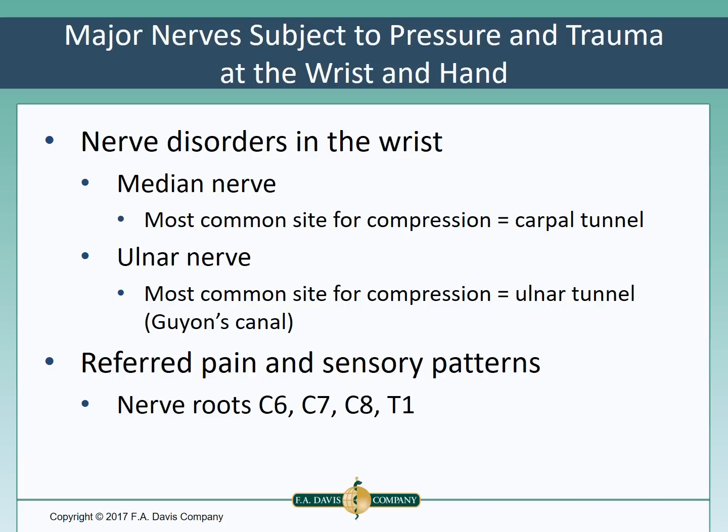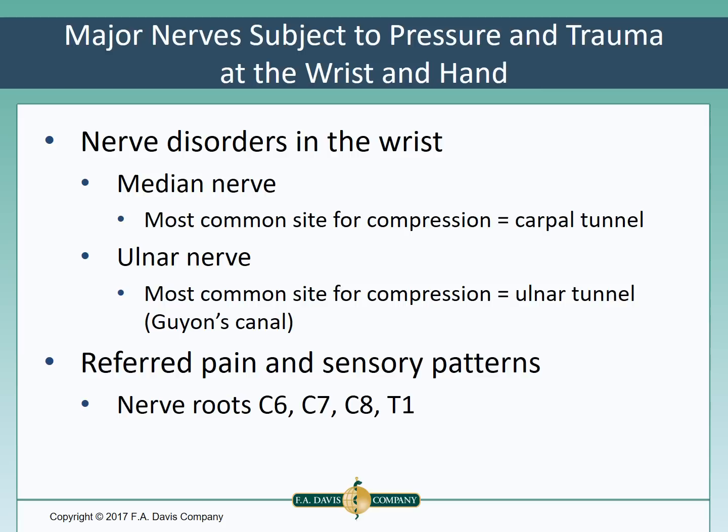If you don't remember what Guyon's canal is, it's that nice canal between the pisiform and the hook of the hamate, and there's actually a nice roof over it. Sometimes if you're doing a lot of compressive activities in your hand, or cyclists being on their bike a lot, this will be a site of compression, and then they'll start to get some numbness and tingling into those fourth and fifth digits.